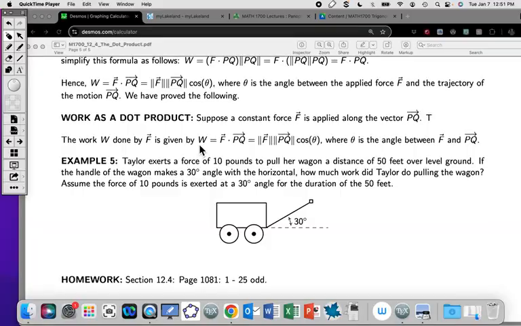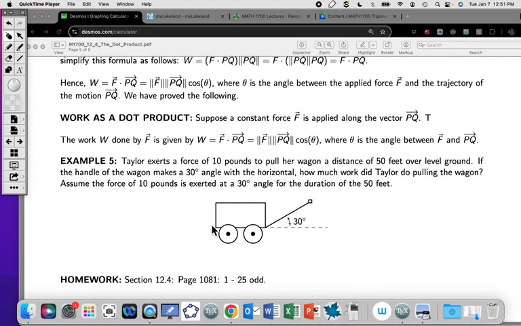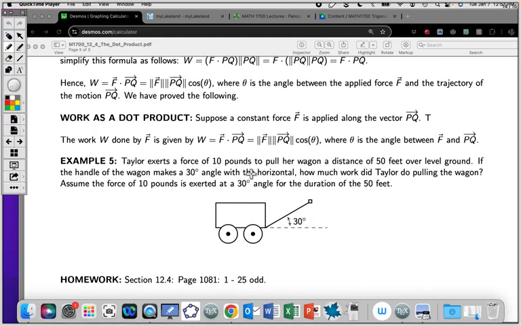All right, example 5. Taylor's pulling her wagon here, exerting a force of 10 pounds to pull her wagon a distance of 50 feet over level ground. The handle of the wagon makes a 30-degree angle with the horizontal. How much work did Taylor do pulling the wagon? Assume the force of 10 pounds is exerted at a 30-degree angle for the duration of the 50 feet.